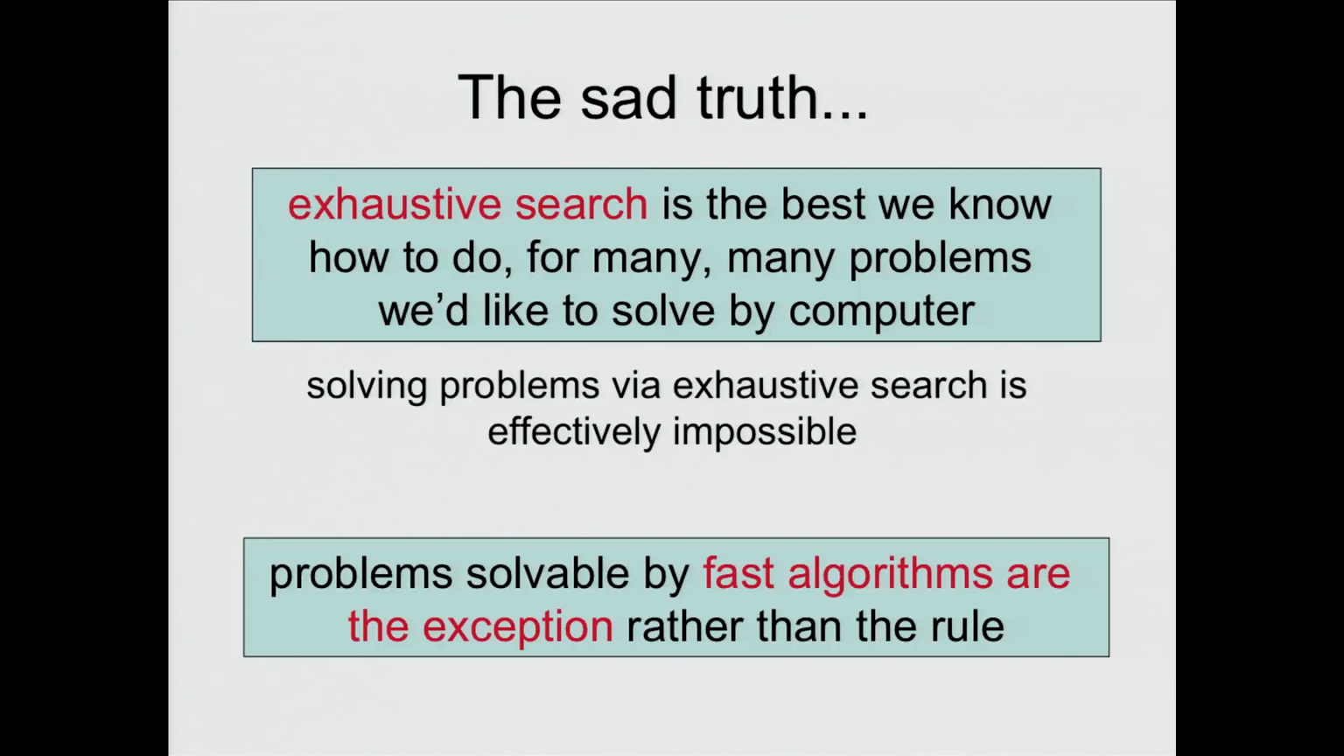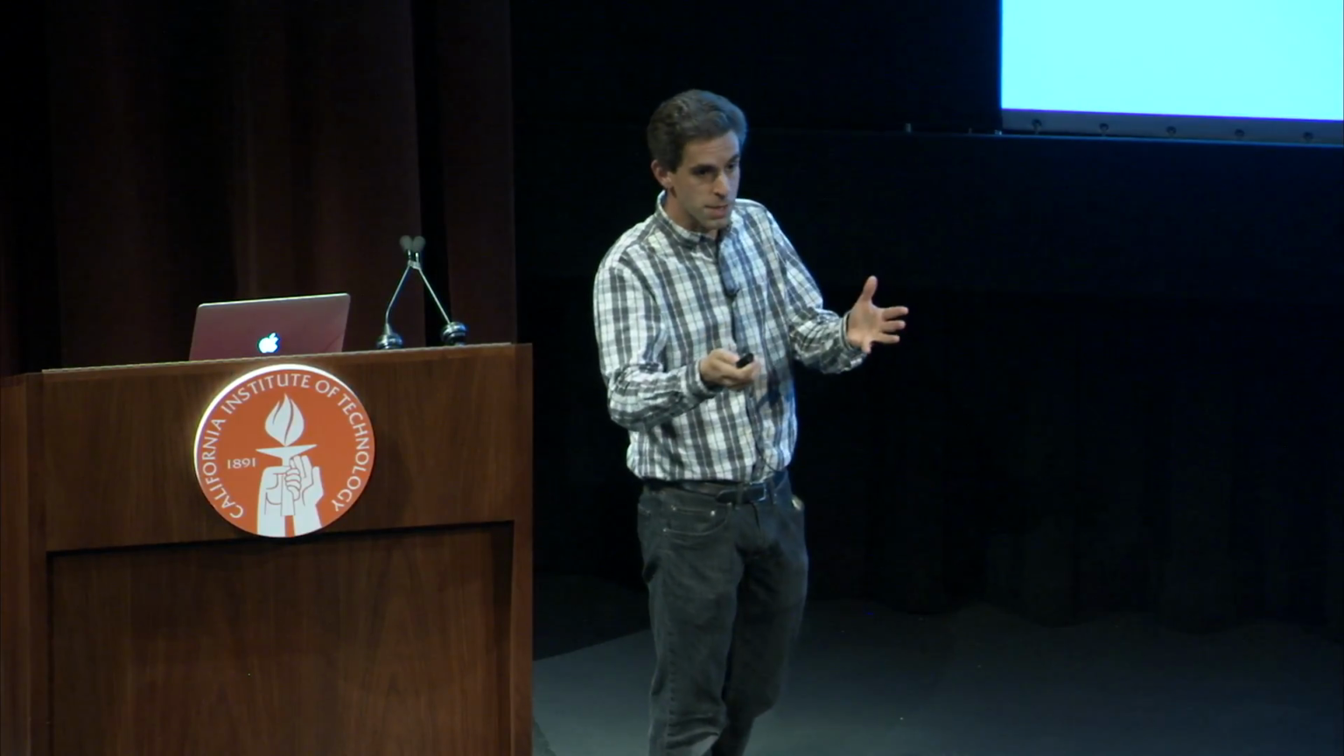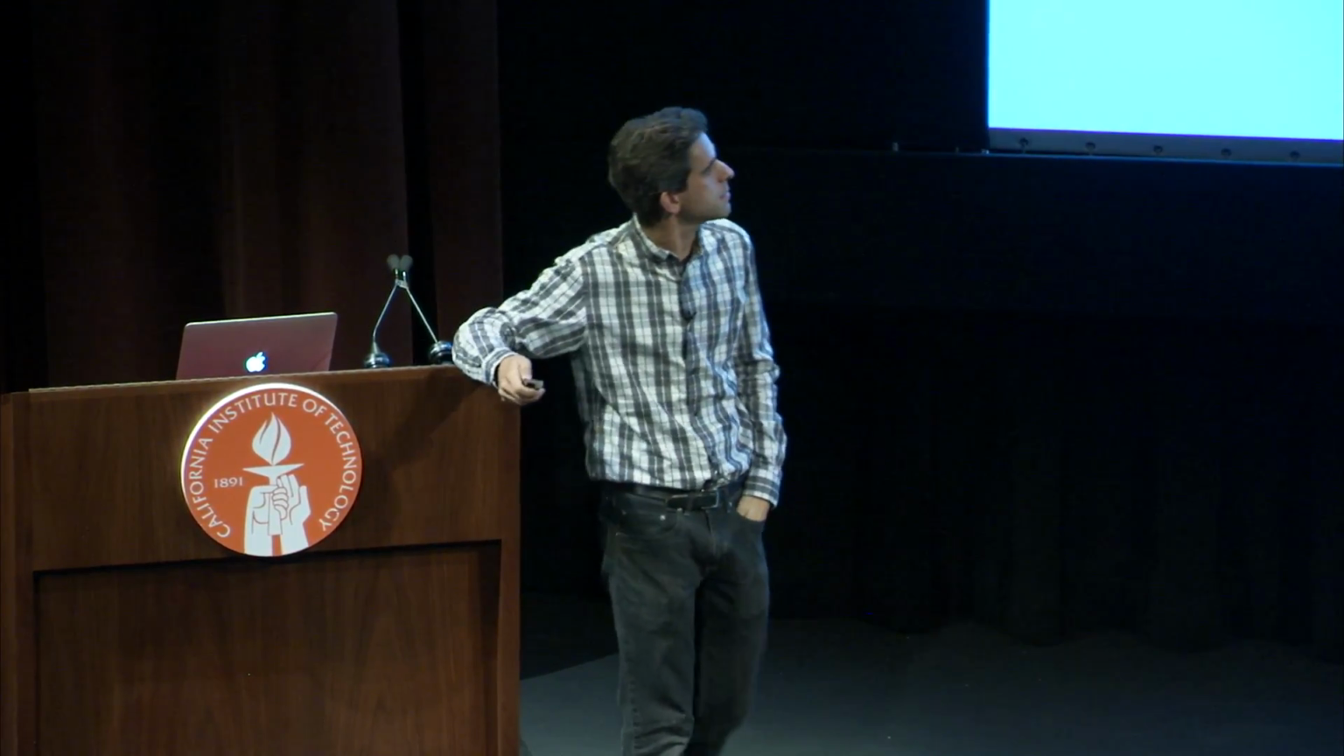And from this perspective, the problems that are solvable by fast algorithms are more of the exception than they are the rule. Each time we have a problem that we can solve with a fast algorithm, there are all sorts of cool applications that arise from that. But most of the problems are actually ones where we just don't have ideas. Exhaustive search is the best.